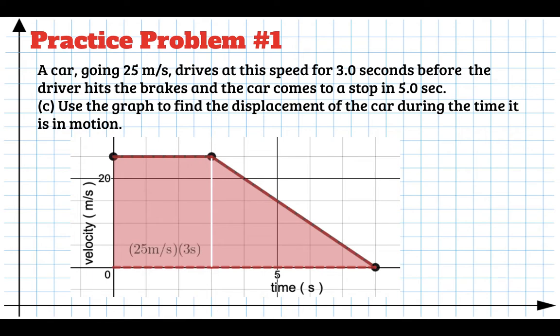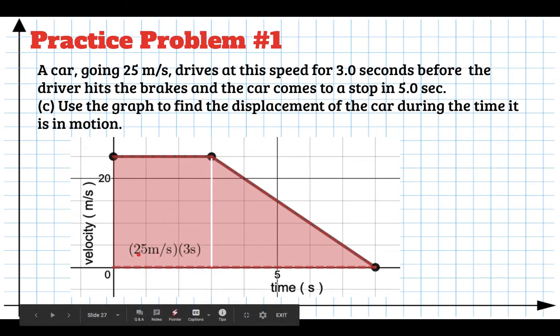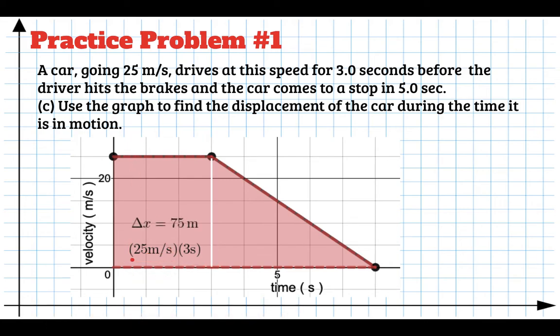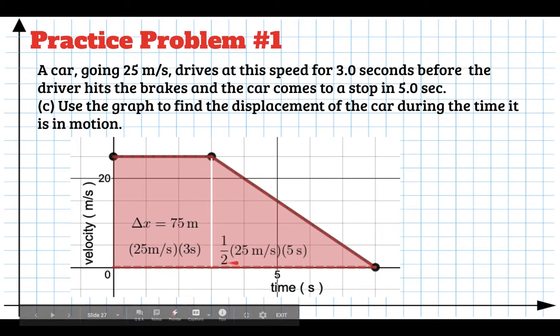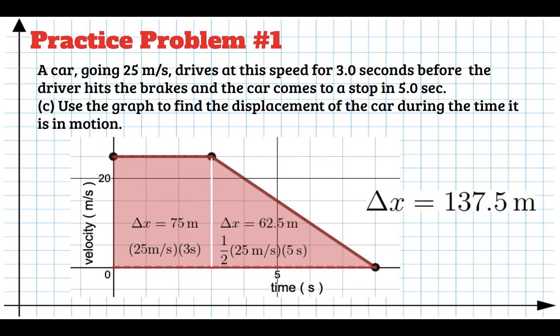All right, here's my solution. The area of the rectangle is 25 times 3, the height times the width, which is 75 meters. So the car goes 75 meters while it's zooming along for 3 seconds. And then when they hit the brakes, this is a triangle, so it's 1/2 the base times the height. And that turns out to be 62.5 meters. And so the total displacement of the car during this time is 137.5 meters. And if we were considering significant figures, we would write that as 140 meters. We would round to two significant figures.